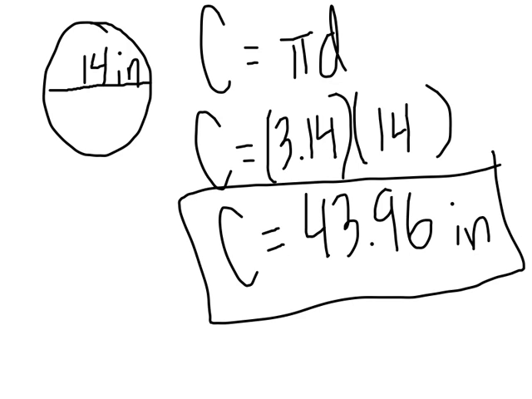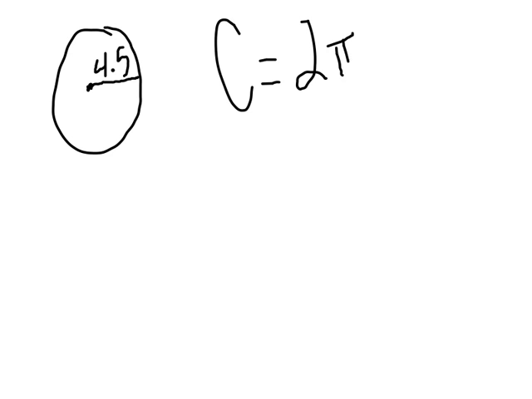Let's do another one. Now let's say I have a circle that has a center and a radius of 4.5. This time, since it gives me the radius, I'm going to use the formula C equals 2 pi r. Now remember, I could use C equals pi d like I did in the first equation, but I would have to find the diameter first.